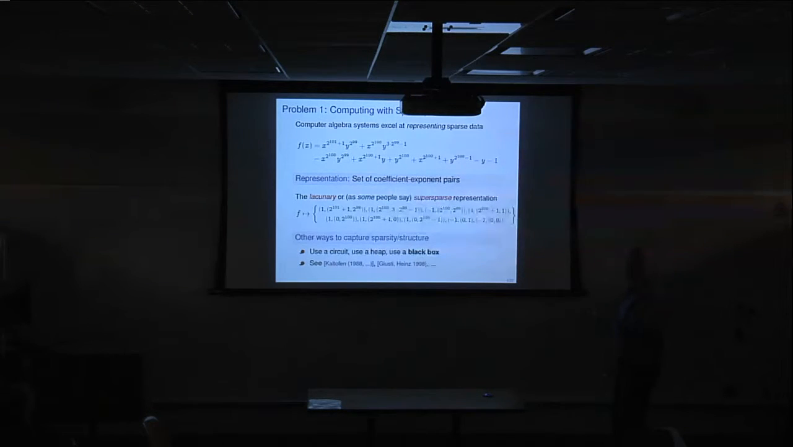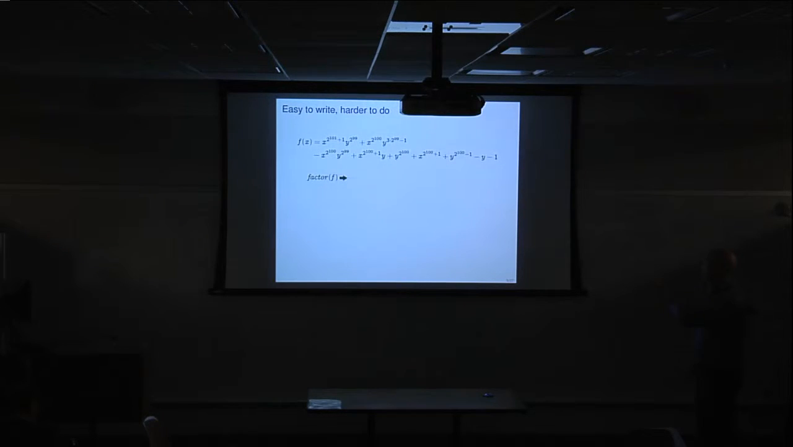Okay, so now, there are other ways to capture sparsity and structure. I'll talk about black boxes, and there are various other things, but I won't talk about these now. So now let's look at the basic problems of computer algebra in this setting. There's my polynomial f. Factor f, please. So there it is.